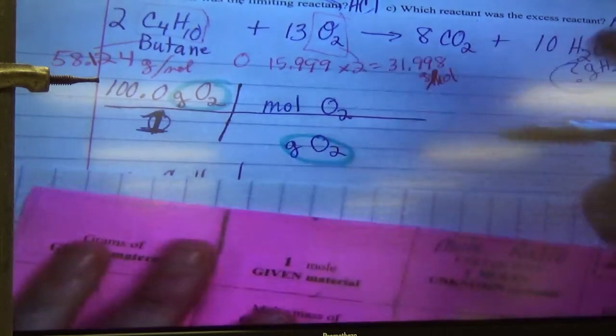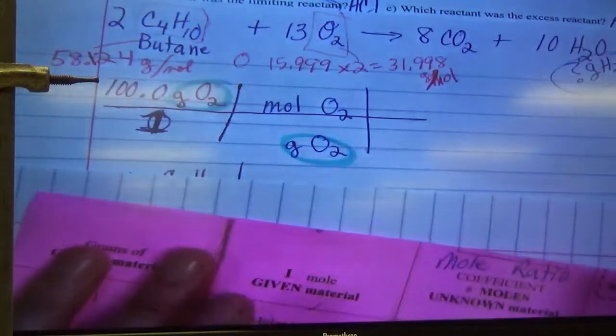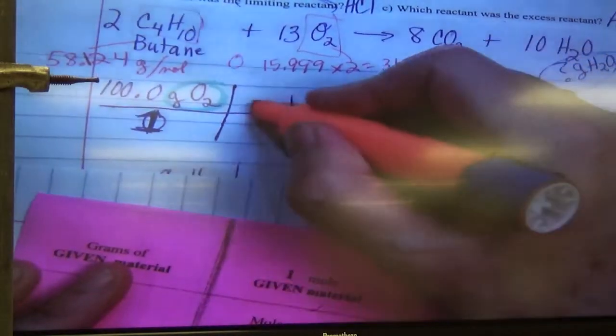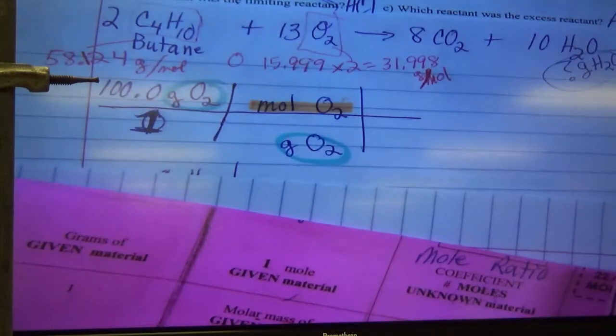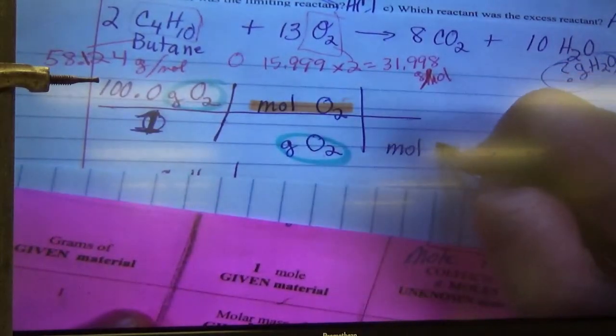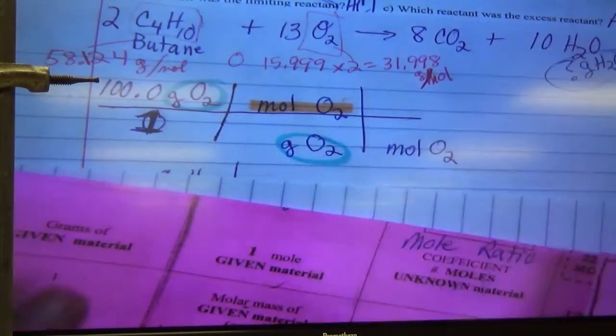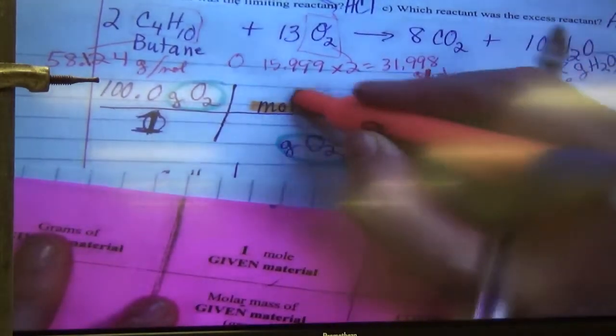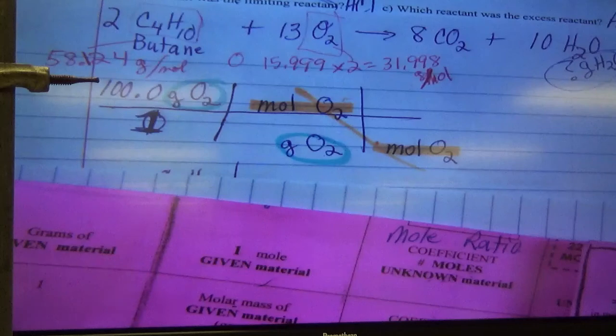Okay. Now, do you want moles of given in your answer? Do you want moles of oxygen as your answer? No. So we need to cancel it. Moles of oxygen is not the unit I want in my answer. I have to cancel it. So if I copy it to the bottom, it will be canceled, just like you do with numbers in algebra.